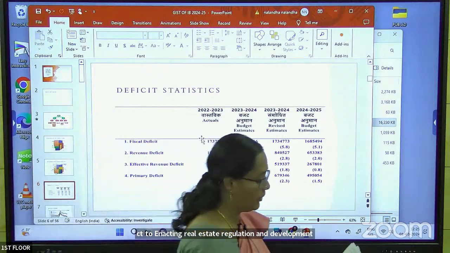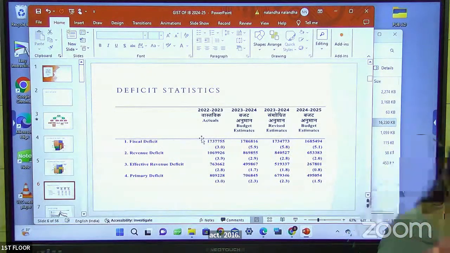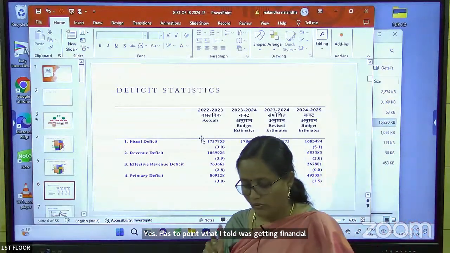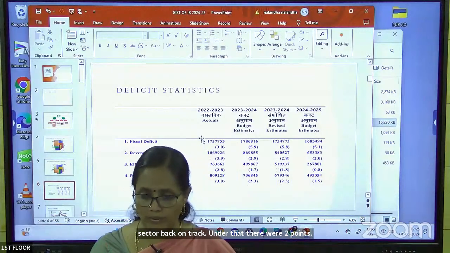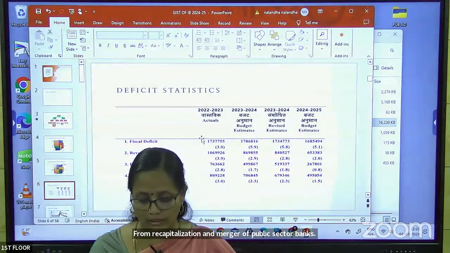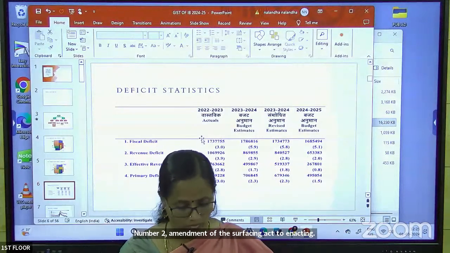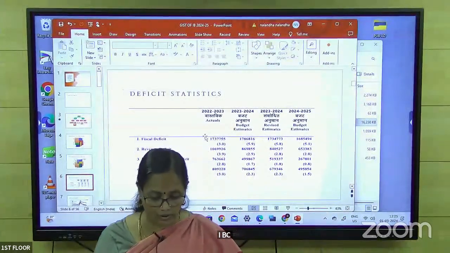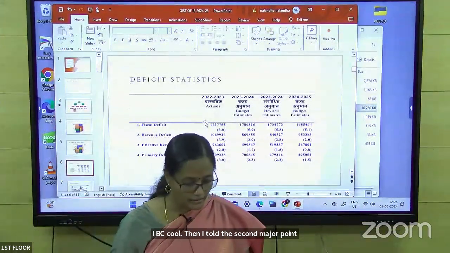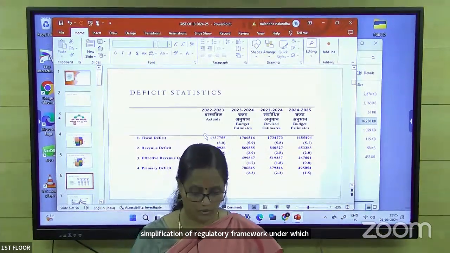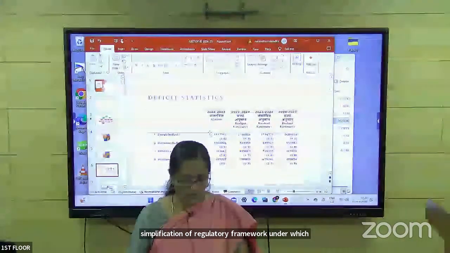First point I told was getting the financial sector back on track. Under that, there were 2 points: recapitalization and merger of public sector banks, and number 2, amendment of the SARFAESI Act to enacting the IBC code. Then I told the second major point, simplification of regulatory framework, under which is enacting the Real Estate Regulation and Development Act 2016. So 2 things over.